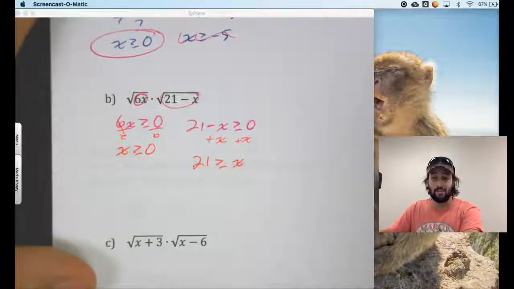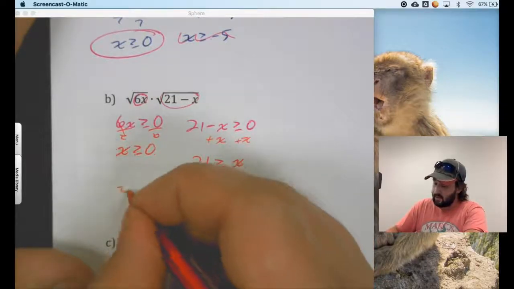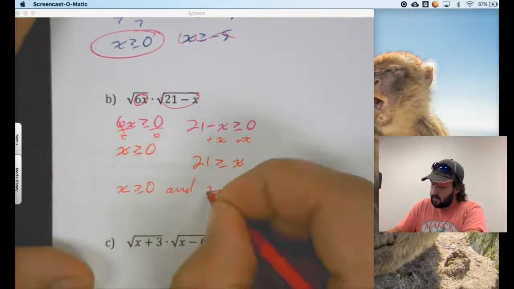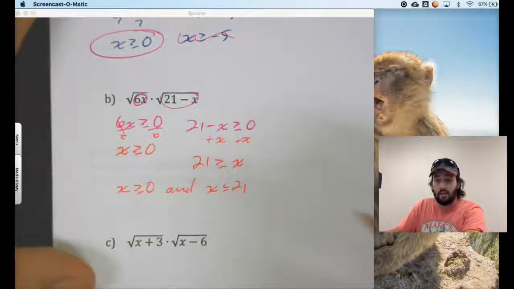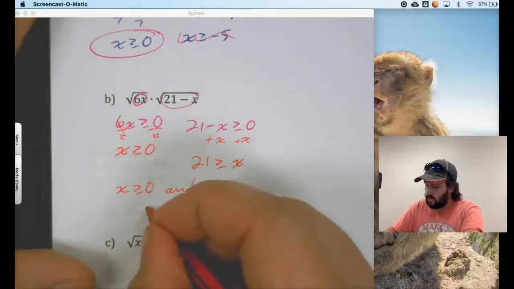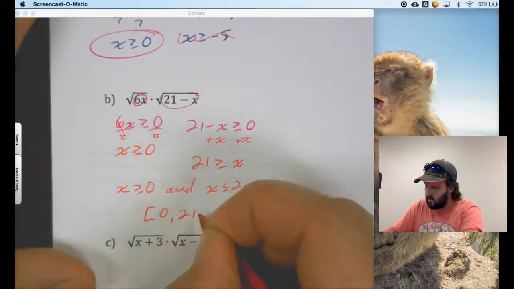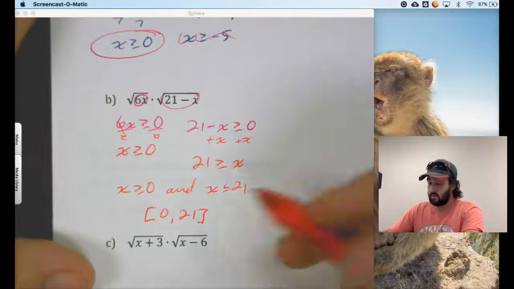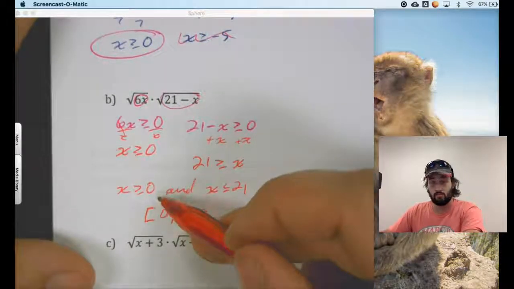So what that means here is that x needs to be greater than or equal to 0 and x needs to be less than or equal to 21. This could also be written as from 0 to 21 in interval notation, we have solutions. Has to be less than 21, has to be greater than 0.